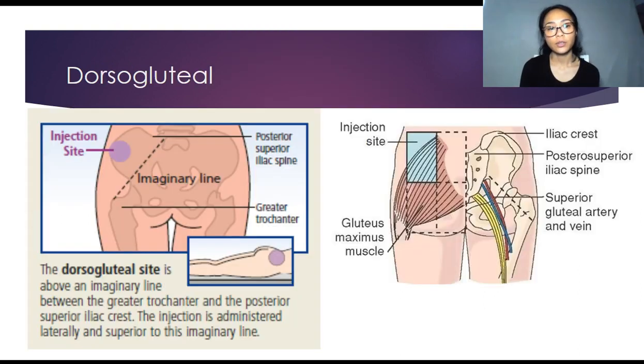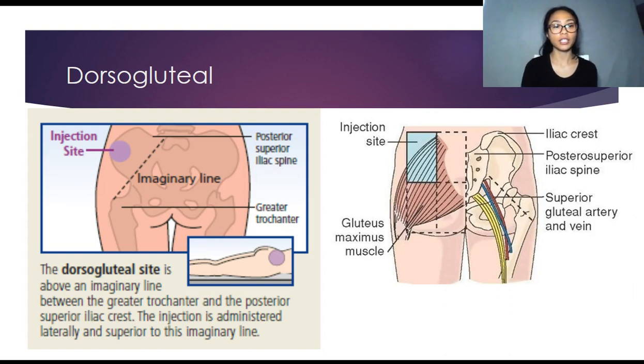So let's now talk about the dorsogluteal site for injection. This is the one that is used most often in mental health and other areas too. And so it's important to talk about the site and the correct anatomical landmarks because, as I said in the beginning, it is associated with a higher risk of paralysis in the affected leg because it's got the sciatic nerve and major blood vessels as well.